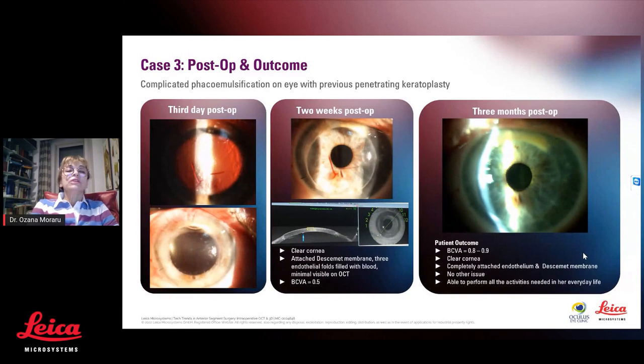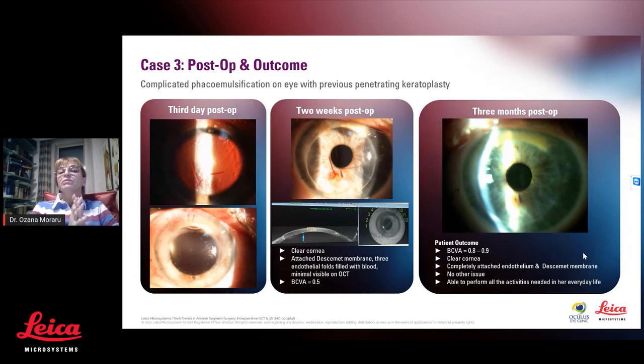By the third day post-op, the cornea looked quite nice, with a little bit of edema and 3 Descemet folds in which some blood from the main incision entered. Two weeks post-op, the cornea was clear, no more edema, as you can see clinically on the anterior segment photography and on the anterior segment OCT. But there were still those 3 small folds in the Descemet filled with blood, but with good best corrected visual acuity. And 3 months post-op, the cornea looked perfect.